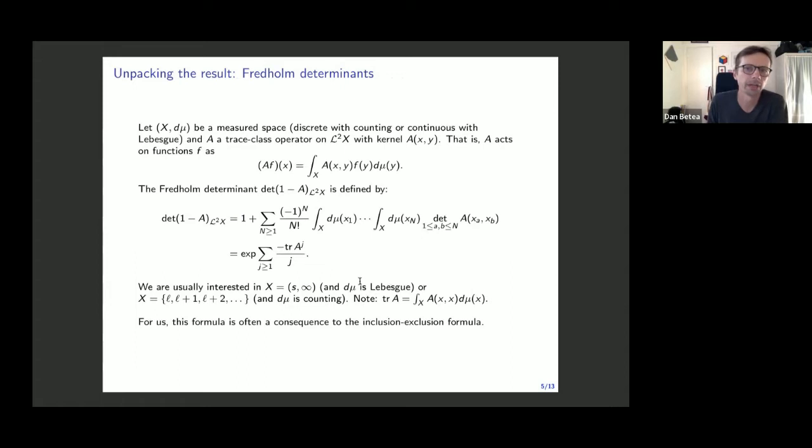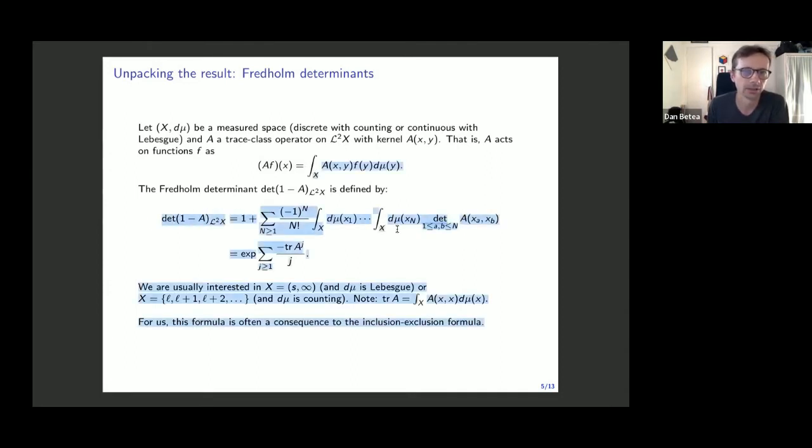Okay, so I mentioned Fredholm determinants. What are Fredholm determinants? Well, if you have an operator that acts on functions by multiplication, on a measure space, this could be a finite matrix, so then it's matrix multiplication. It could be an infinite discrete matrix, or it could be an infinite continuous matrix, i.e. an operator. Its Fredholm determinant is just this.